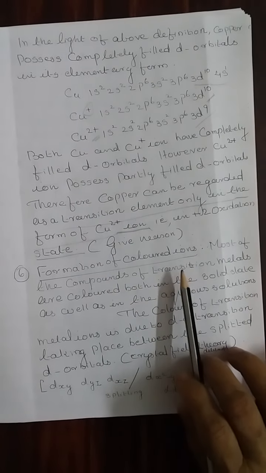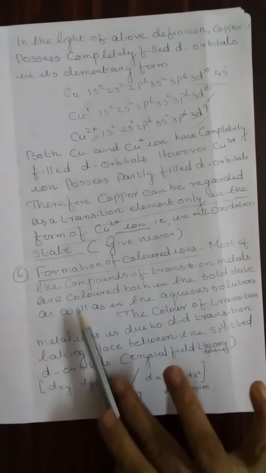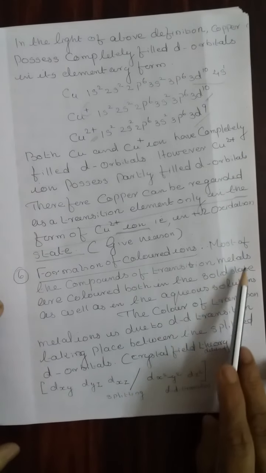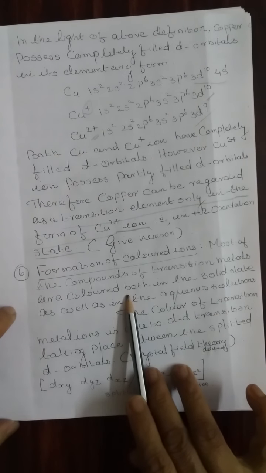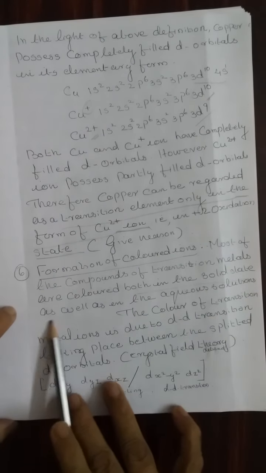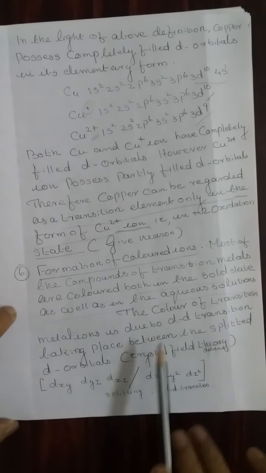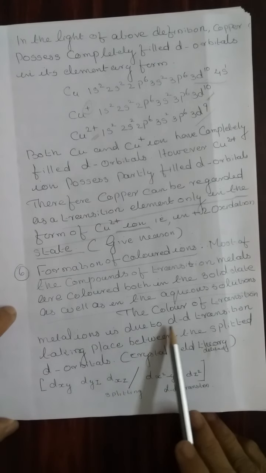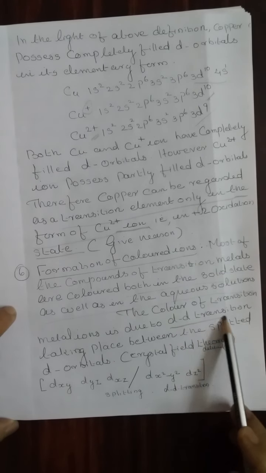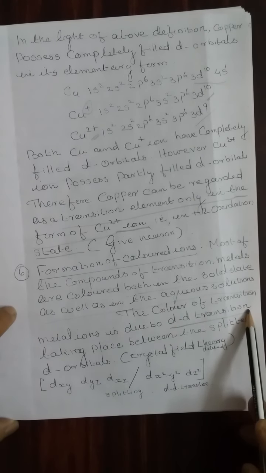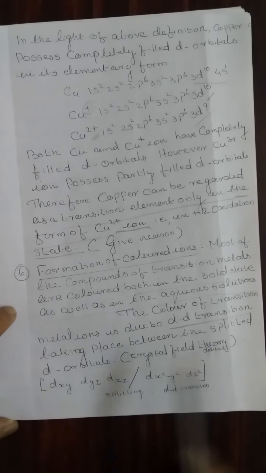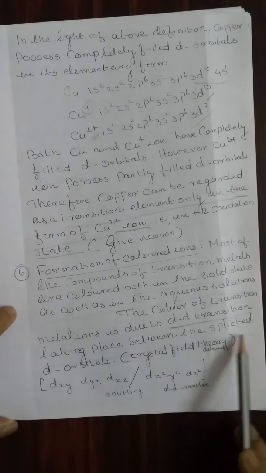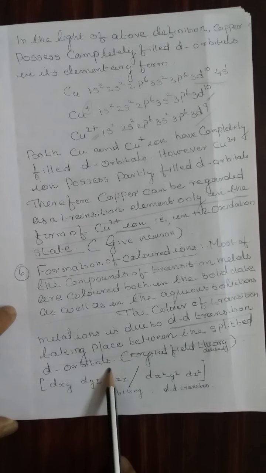Formation of colored ions. Most of the compounds of transition metals are colored, both in the solid state as well as in the aqueous solution. The color of the transition metal ions is due to d-d transition. Fill in the blank question: d-d transition takes place between the split d orbitals.